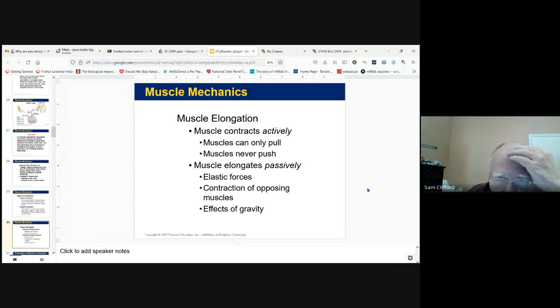So muscles can only pull, they don't push. It elongates passively. If you're pulling on a muscle, suppose you're pitching or throwing a football or hitting a tennis ball, your muscles will be stretched and so on. And if you need to move the limb or extend the limb, different muscles will contract and other ones will relax.